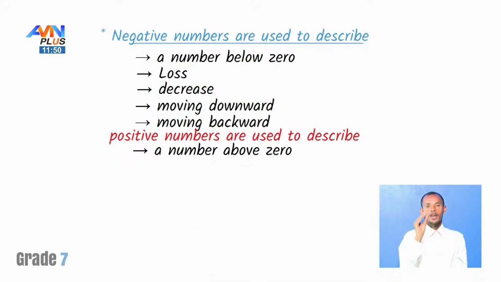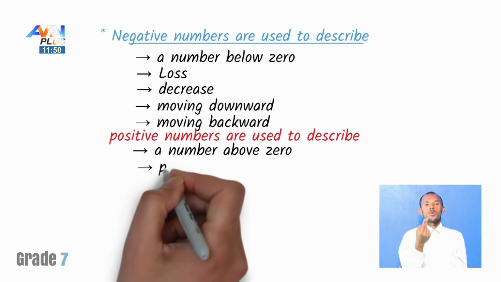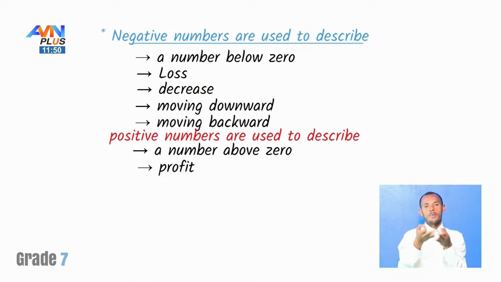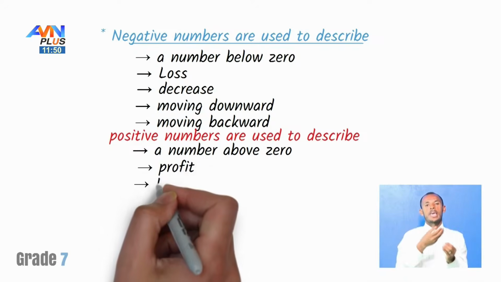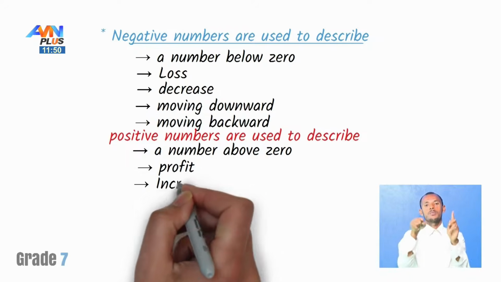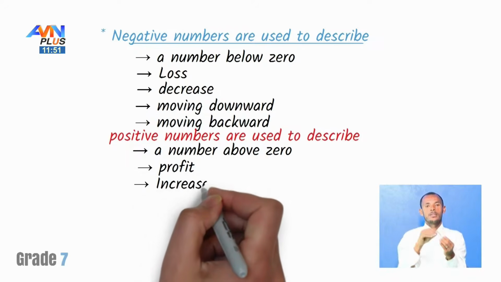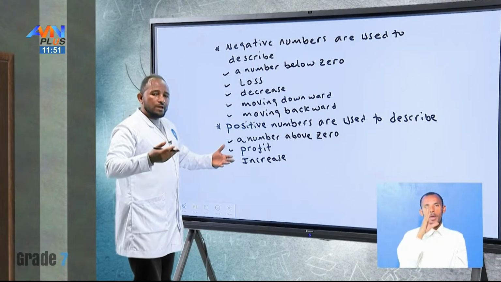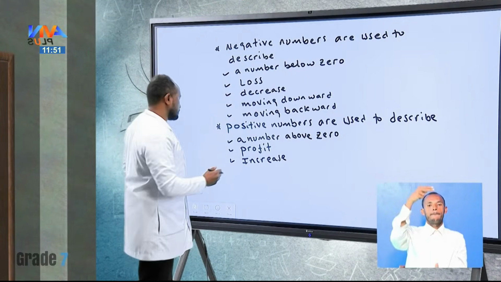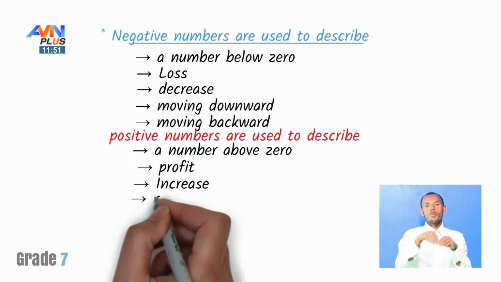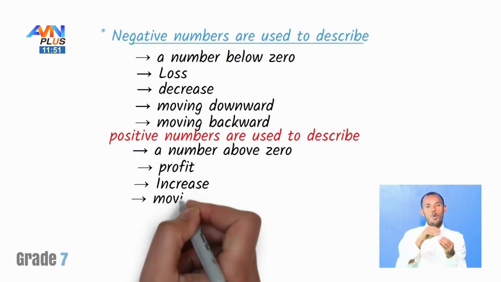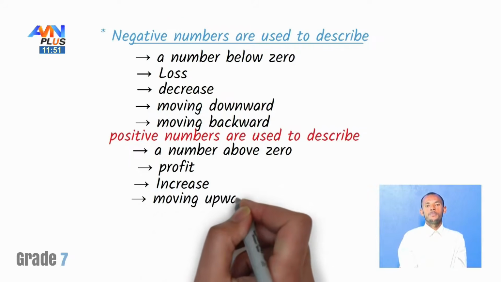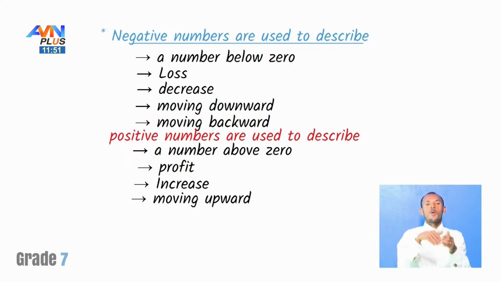And profit, we use positive value for profit. So profit is described by positive number. Increase in something is also described by positive number. And moving upward is also positive. And again, moving forward is also positive.